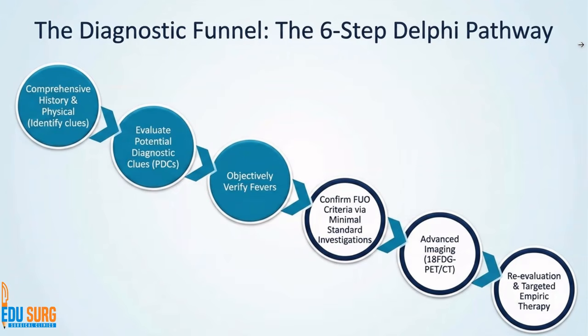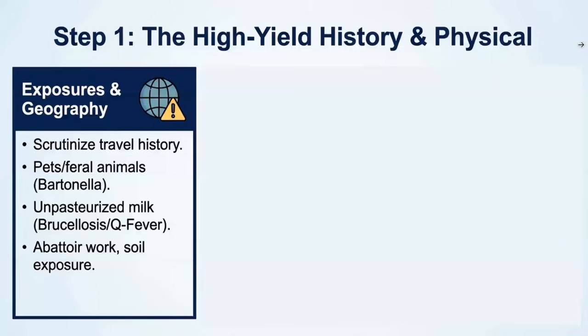Once you have done these points, do the minimal standard investigations, and these will give you the fever of unknown origin criteria. If all the minimum standard investigations are normal, that is when you can label your patient as FUO, and then go towards advanced imaging, and then continue evaluation or empirical therapy. And there are some situations where you may have to break this chain of investigations and treat immediately, and these are the exceptions to the rules, and we will see them as well.